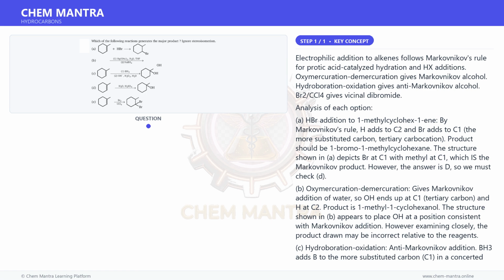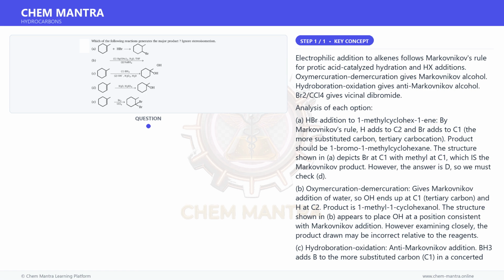Analysis of each option. A. HBr addition to 1-methylcyclohexene. By Markovnikov's rule, H adds to C2 and Br adds to C1, the more substituted carbon, via the tertiary carbocation. The product should be 1-bromo-1-methylcyclohexane. The structure shown in A depicts Br at C1 with methyl at C1, which is the Markovnikov product. However, the answer is D, so we must check D.